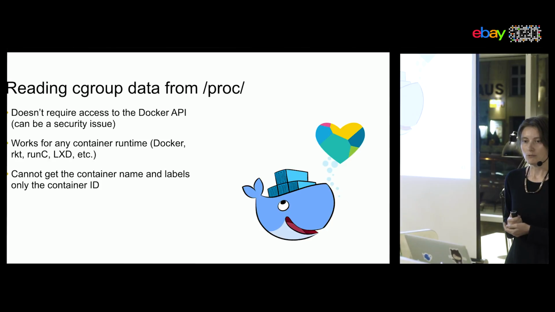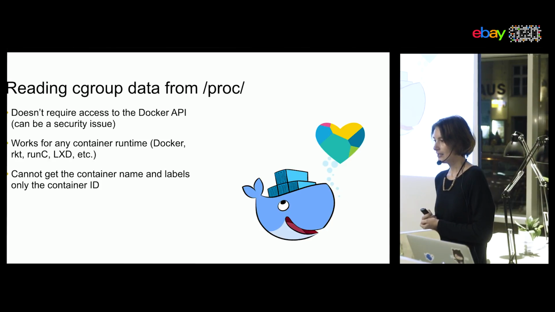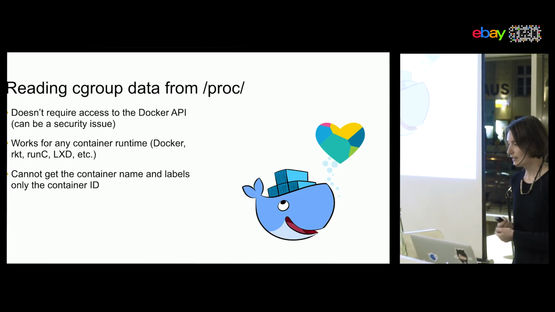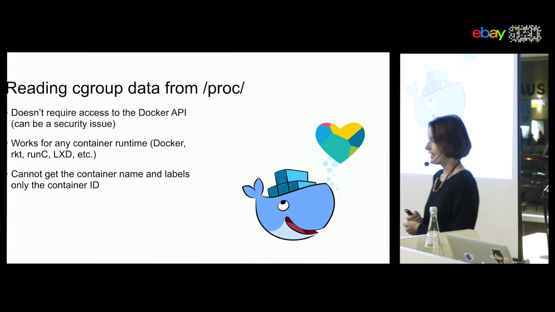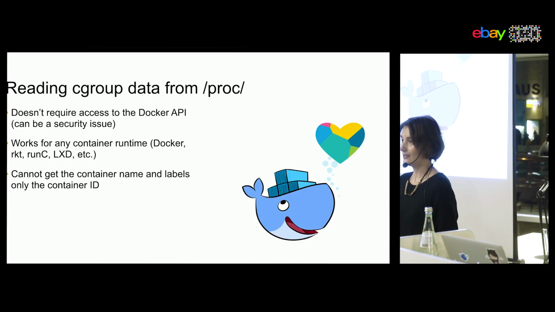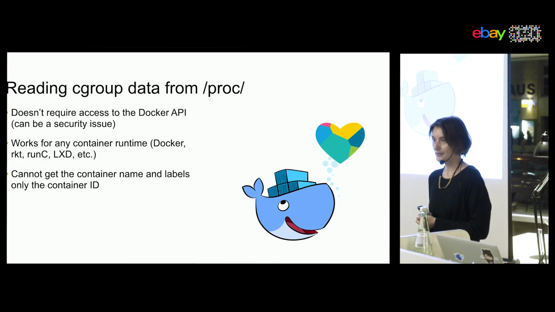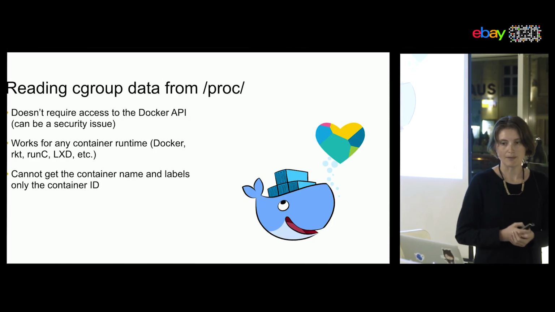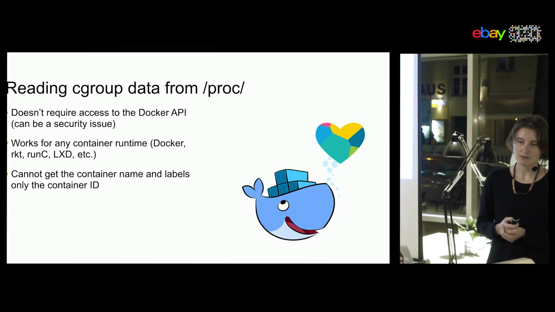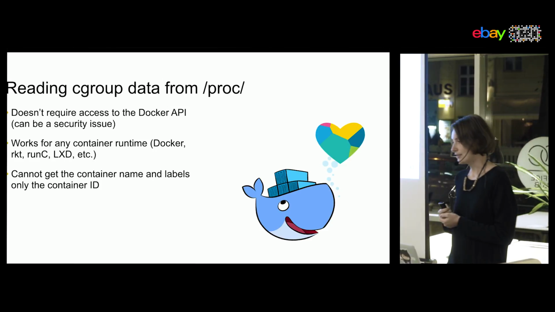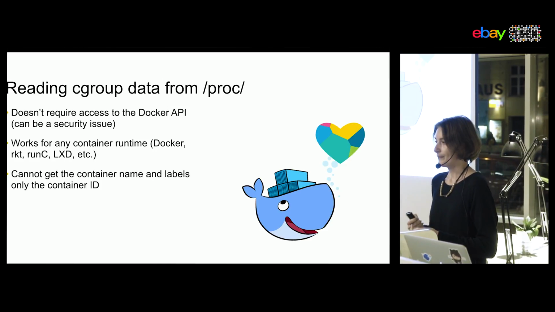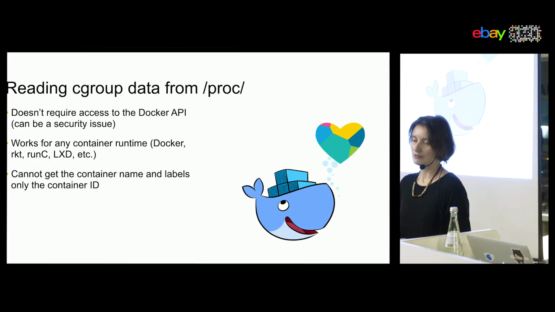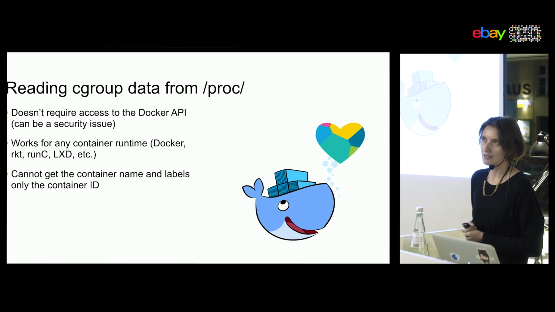Another way of getting the container information is by reading the cgroup information directly from /proc. The advantage of this solution is that it works for all kinds of container technology you are using, not only Docker. You don't have to use the Docker API, which might sometimes have some security issues. But the disadvantage is that you cannot get container metadata, like labels and the name of the container. You are able to get only the container ID.